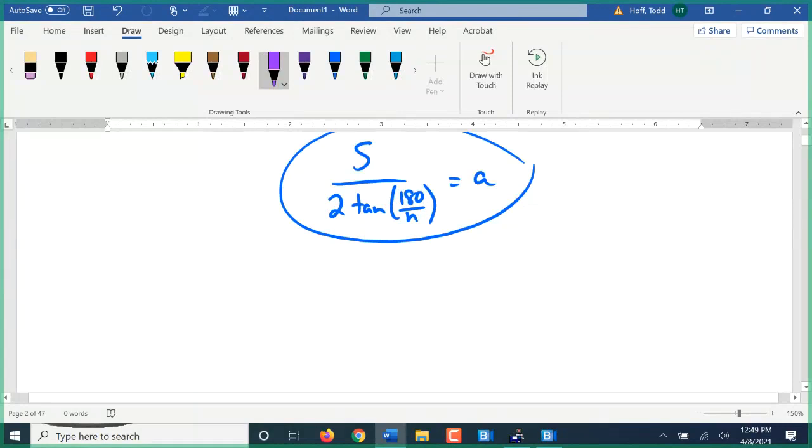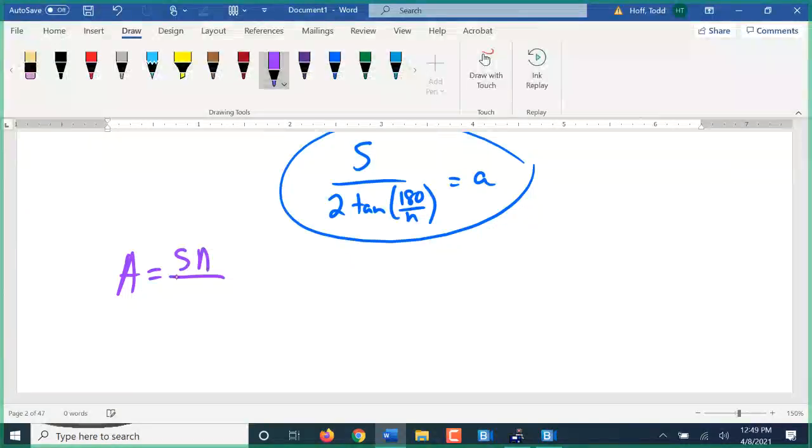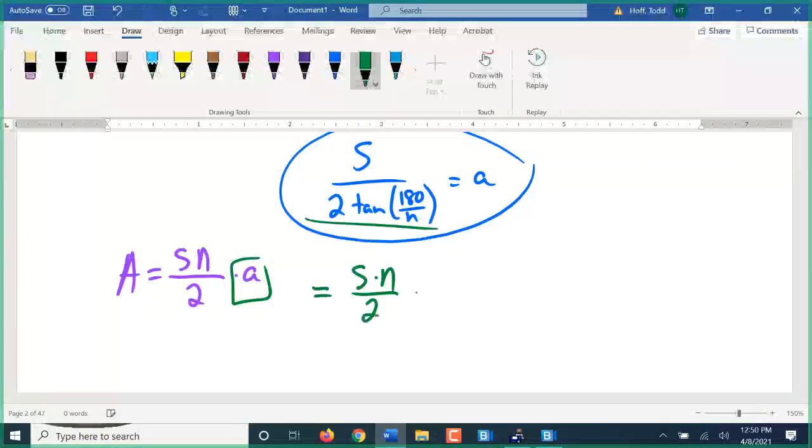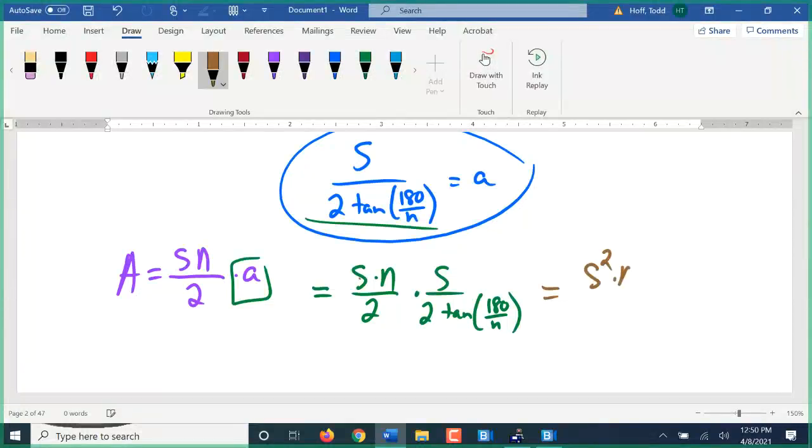So we go back to our original formula. The area of a regular figure equals the length of the side times the number of sides over 2 times the apothem, only we're going to replace the apothem with this formula. So it's the length of the side times the number of sides over 2 times the length of the side over 2 times the tangent of 180 over n. Multiplying this out and combining it, s times s is s squared, times n, over 2 times 2 is 4 times the tangent of 180 over n.